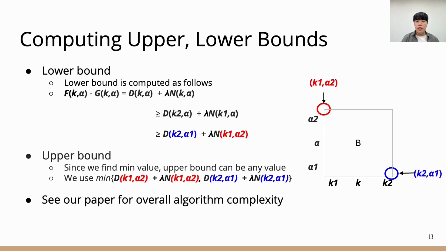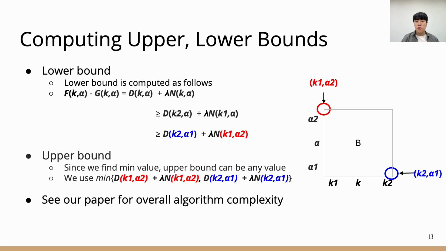The lower bound of each block can be computed as follows. Using the monotonicity properties, the lower bound can be found by evaluating clusters and decision trees generated using the top left and lower right parameters in the block. In other words, given a block on the right, we can generate clusters and decision trees using the k1 alpha 2 and k2 alpha 1 pairs.